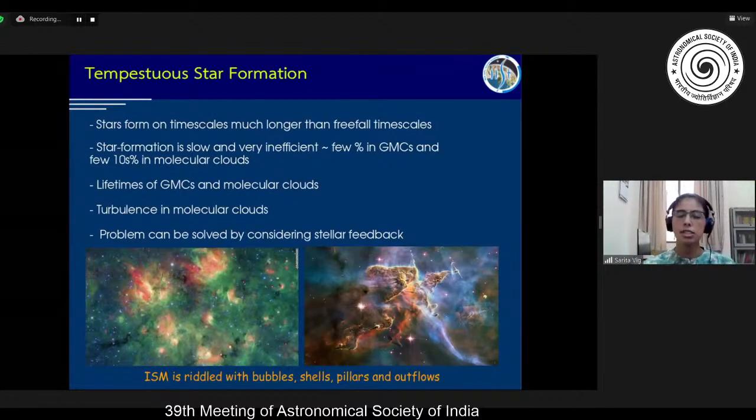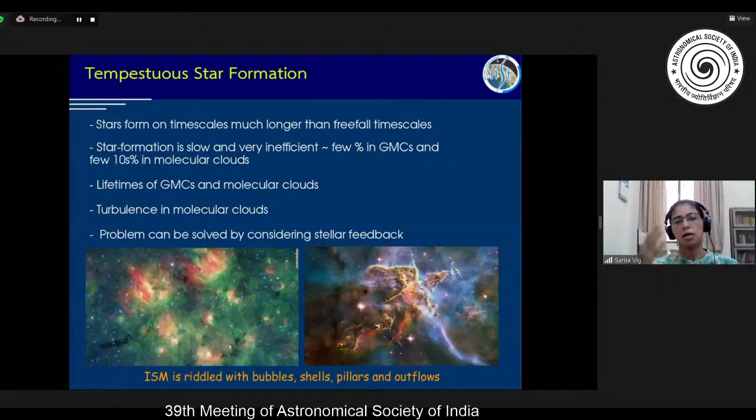Now, if one looks at the star formation process itself, one of the long-standing problems is that star formation is highly inefficient and slow. The star formation efficiency, for example, in GMCs, giant molecular clouds, is of the order of a few percent, and if one looks at the denser regions of the molecular clouds, it is of the order of a few tenths of a percent. And in fact, this star formation proceeds on timescales which are much slower than the free fall timescale of the molecular cloud.